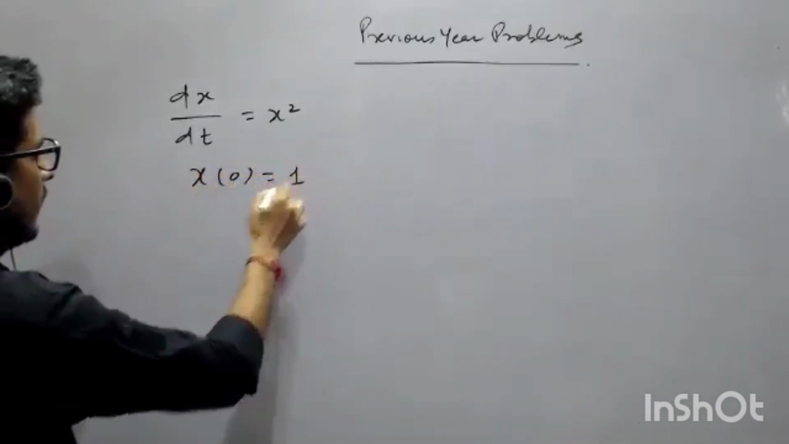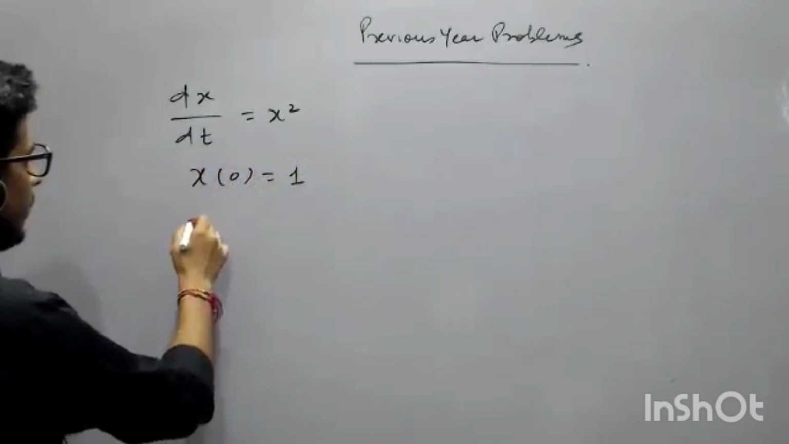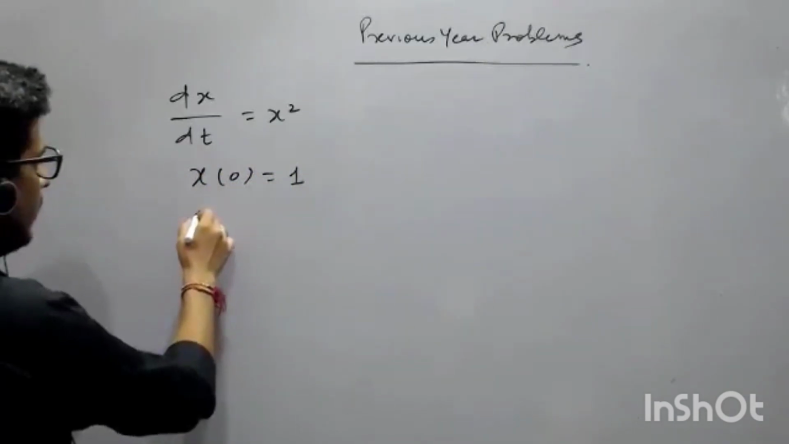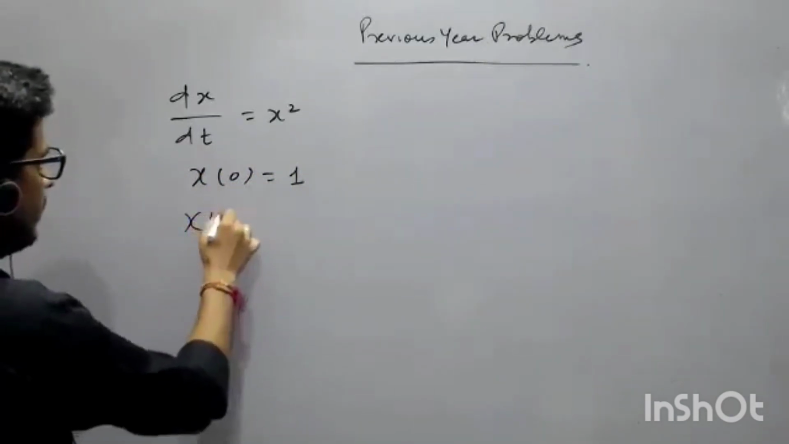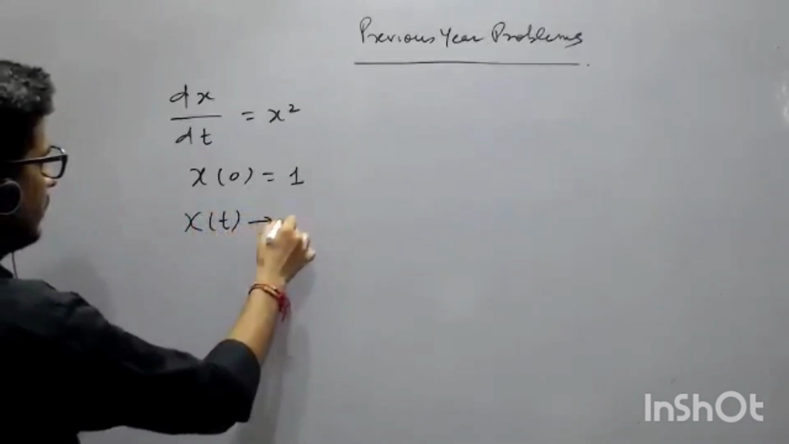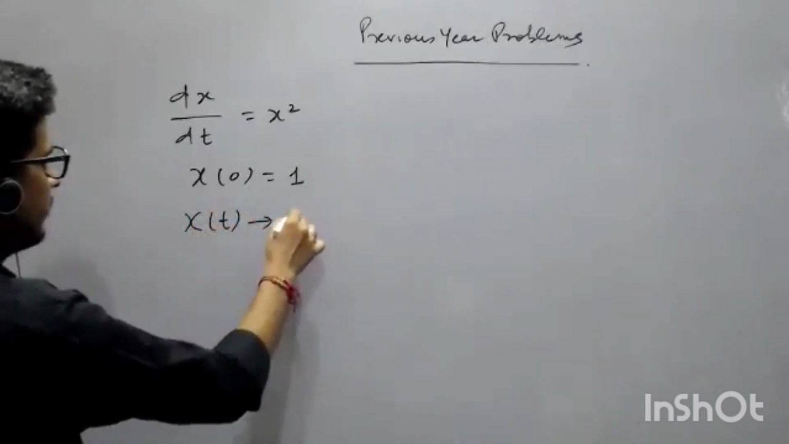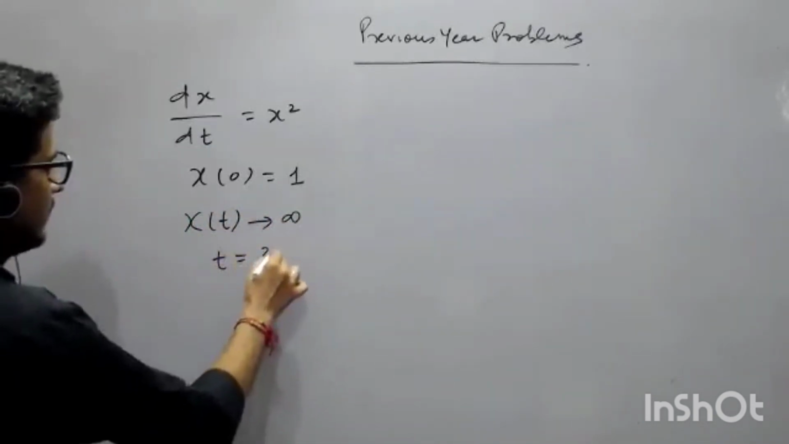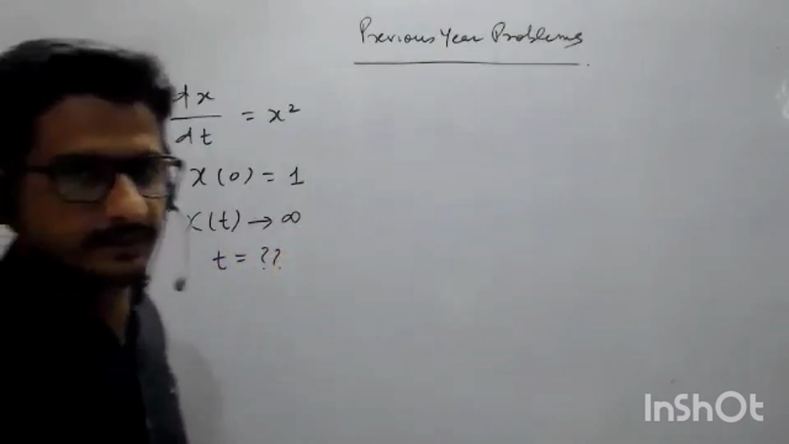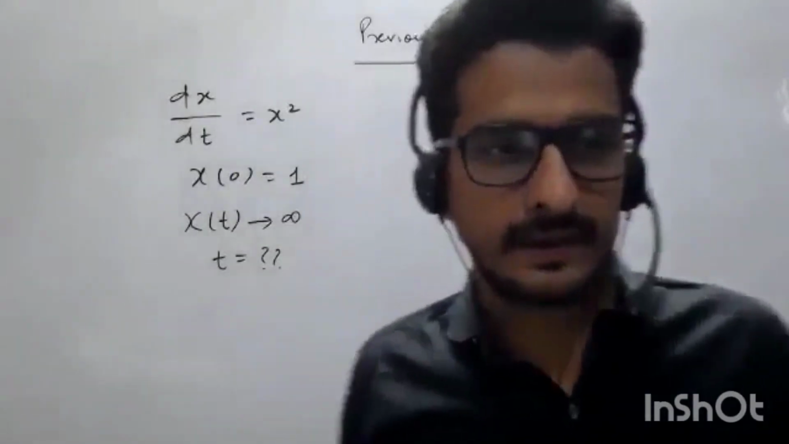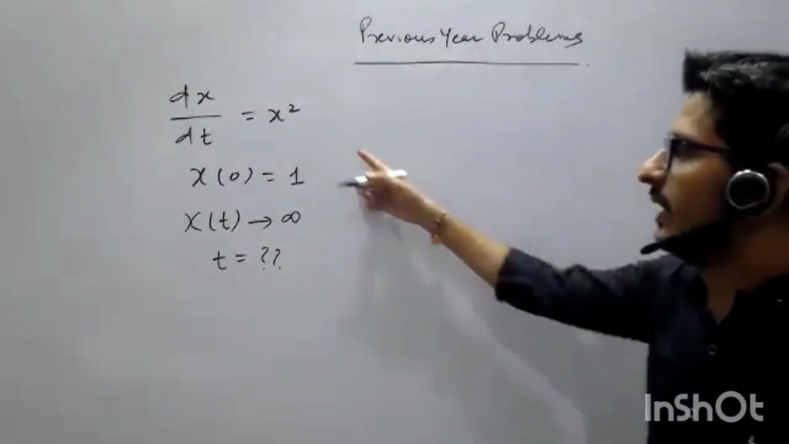X0 is equal to 1, and they are asking the value of t where x becomes infinite. So they are asking for that value of t. What is that value of t? So let us solve this equation.